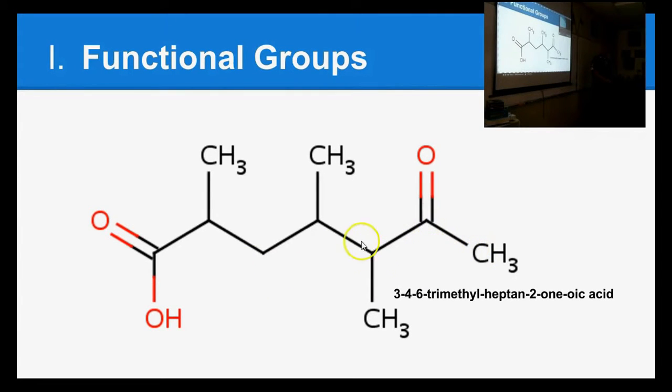Here's 1, 2, 3, 4, 5, 6, 7 carbons. And if I start counting from here, I have an alcohol group on, oh sorry, I have a carboxylic acid on 1. I have 2 methyl, 3 methyl groups. So 2, 4, 5, or I could say 3, 4, 6.